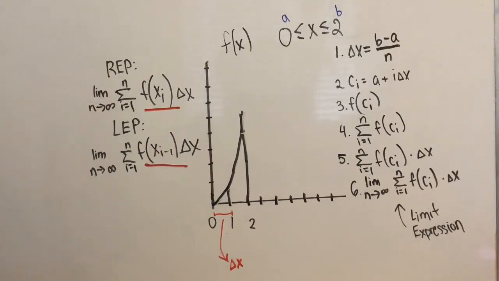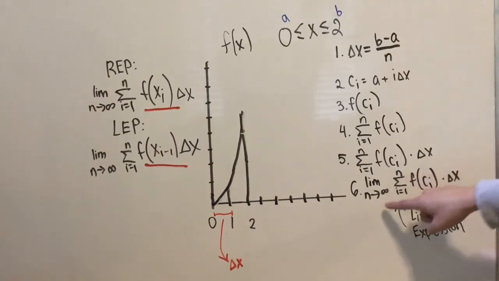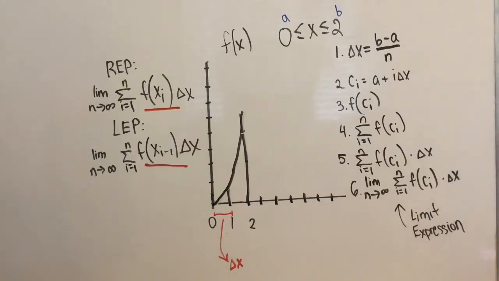The last step is to calculate the limit as n approaches infinity. This is because as there are more rectangles under the bounded curve, the area of the rectangles gets closer to the actual area under the curve. By doing this, you get the limit expression, which is what we want.